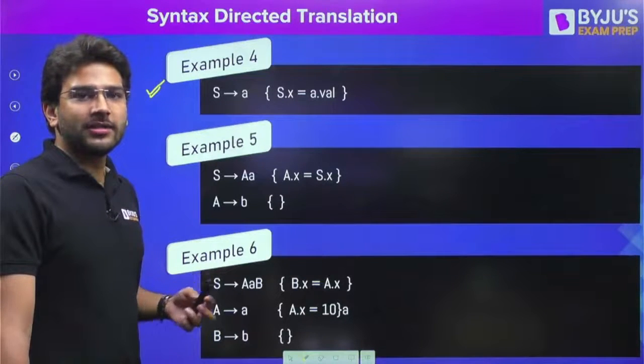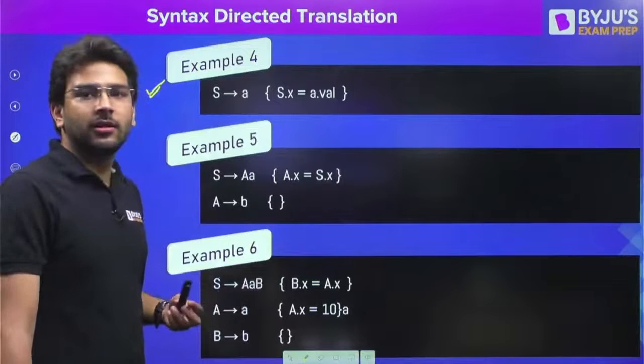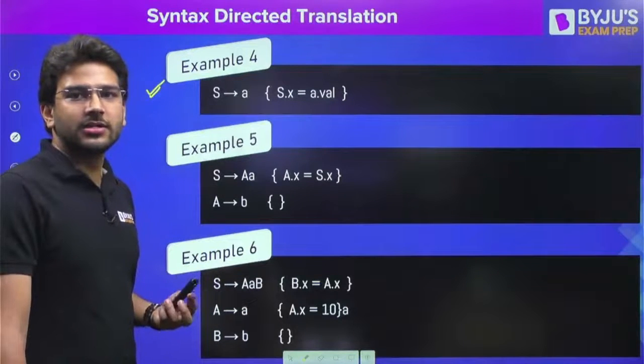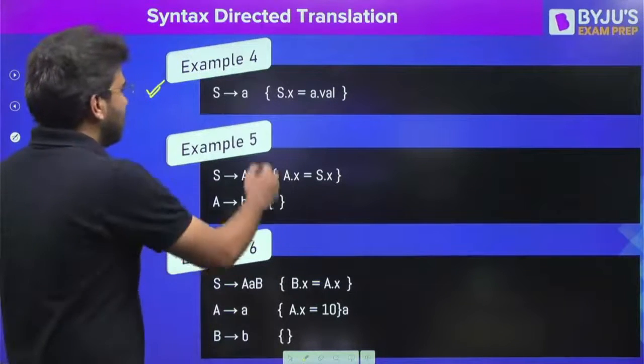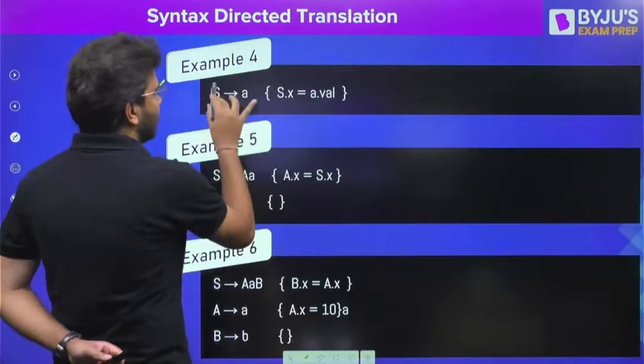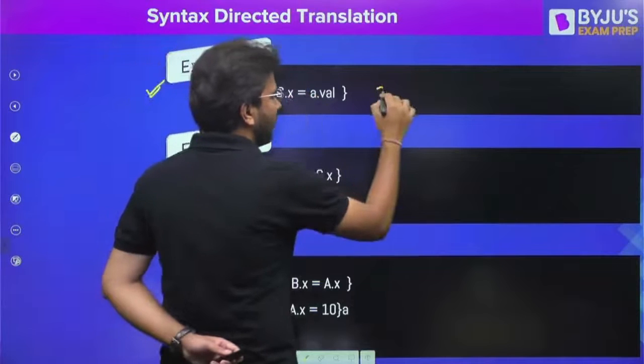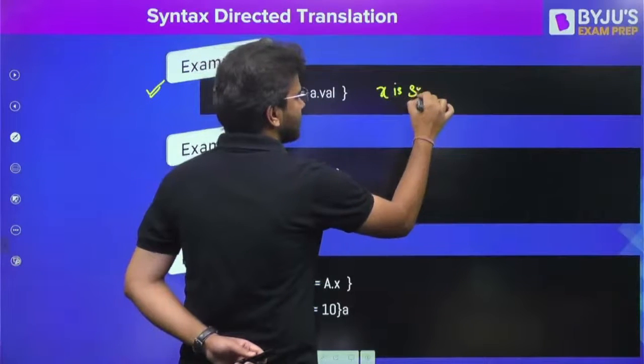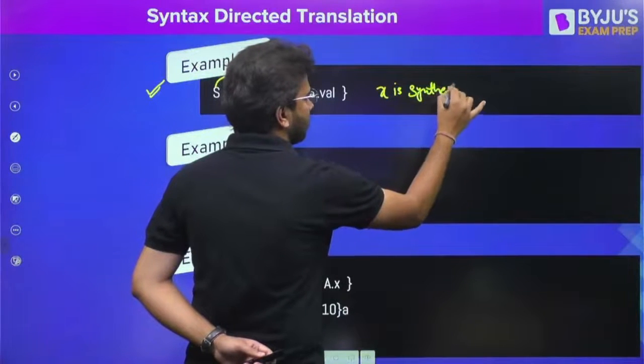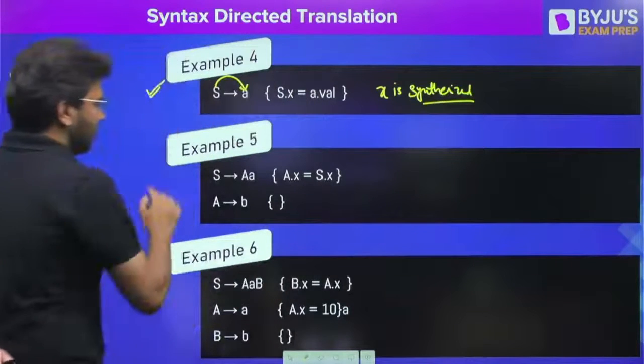Yes, Sobhagya is saying it is synthesized. Okay, Sakshi is saying it is synthesized. So here if you see, S is taking the value from A. So clearly we can say it is taking the value from its children. So X is synthesized. Clear?